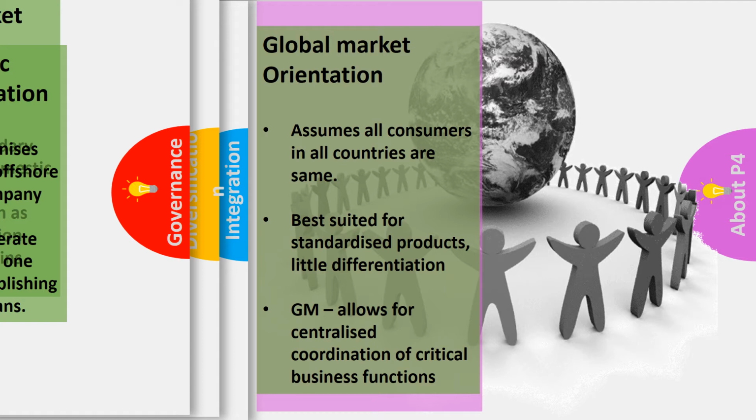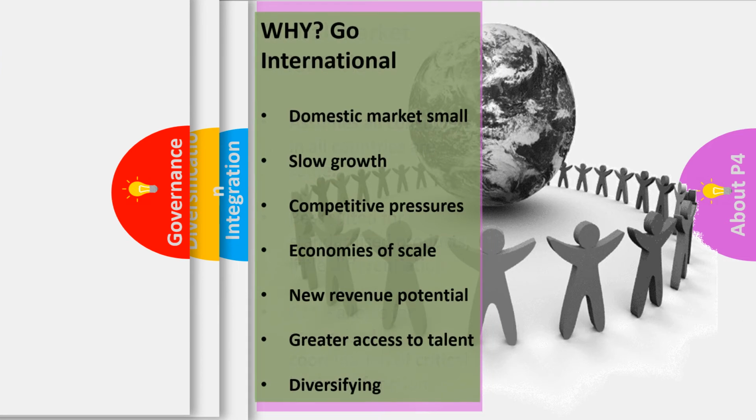So we can see here the difference between a global market orientation and a multi-domestic market orientation. The global marketing orientation assumes that the common consumers are all very similar or the same, and you have standardization with very little product differentiation. And again here it allows for centralized management and coordination of critical business functions, as we said, human resources, finance, and product development. This is in direct contrast to the multi-domestic orientation.